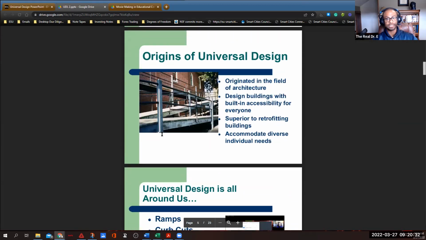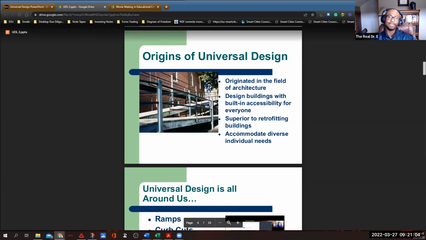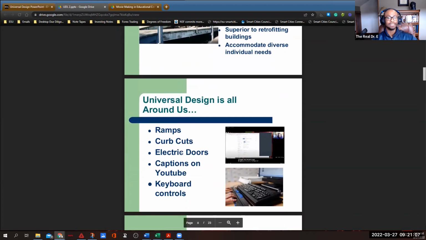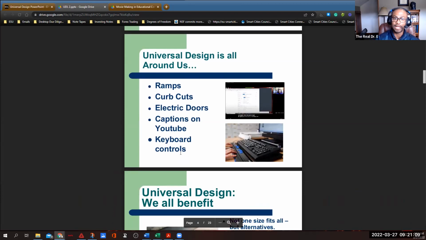Okay, so here are some origins of universal design. It originated in architecture, and it had to do with the design of buildings and accessibility, and was superior to retrofitting buildings. So we wanted to improve how people access buildings and consider people in wheelchairs, consider people with learning disabilities, and how they may not only access physical buildings, but then also be able to exit them safely. And so we need to understand how to accommodate diverse individual needs. And so therefore, universal design became a really important aspect of what we do.